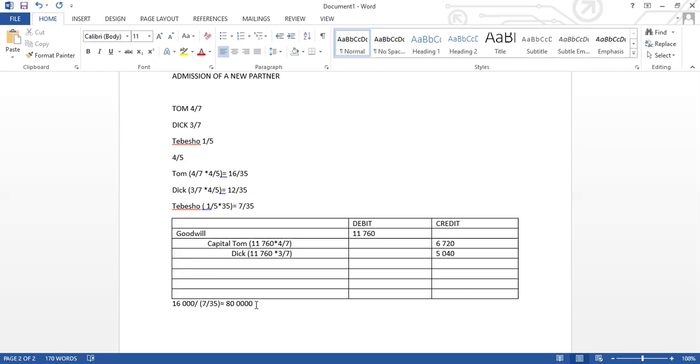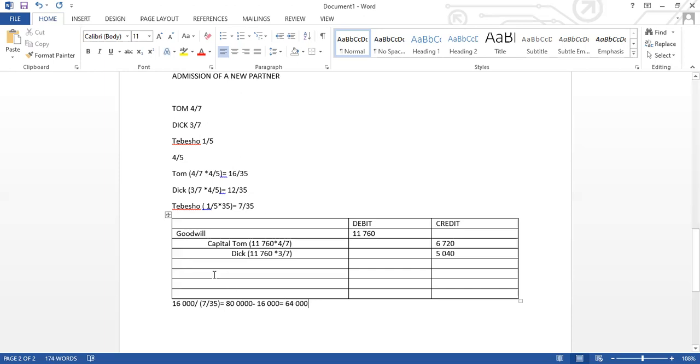Now that we have his total contribution of 80,000, we are told that out of that 80,000, 16,000 was for a vehicle. The rest is cash. So 80,000 minus a vehicle worth 16,000, how much will we get? What is the total cash he needs to pay? He needs to pay 64,000 to the partnership.